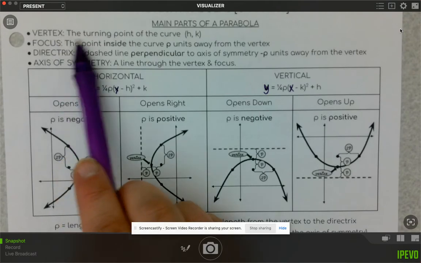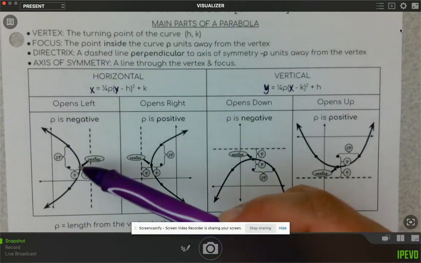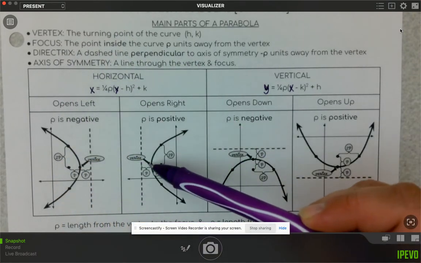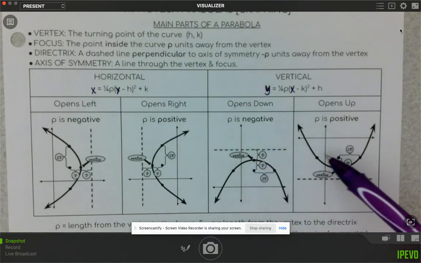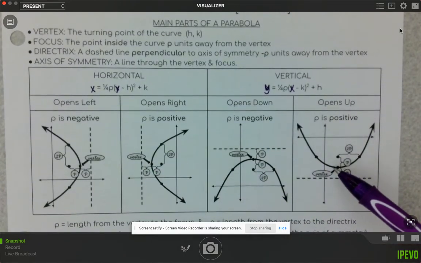So the vertex is the turning point of the curve. That's the one right here or right here, up here or down here. So it's sort of like the middle.